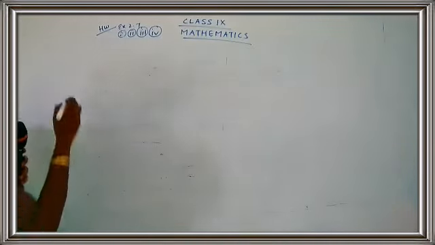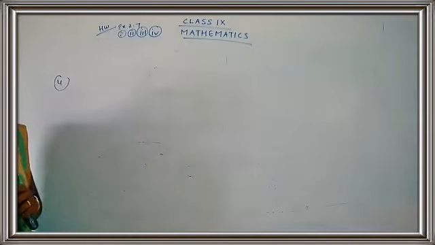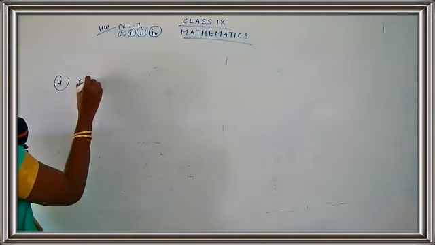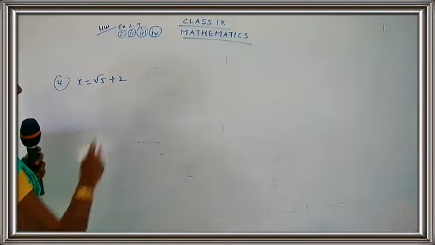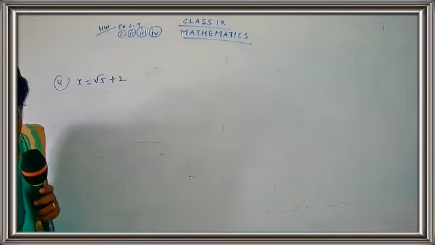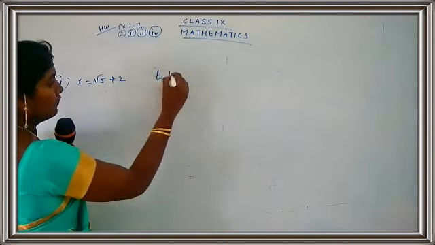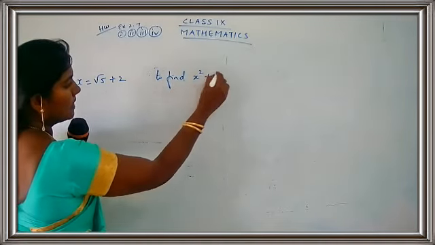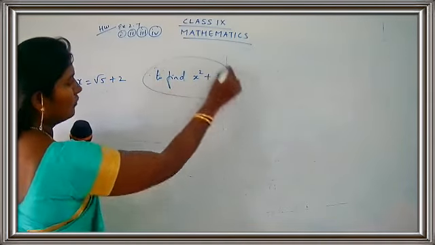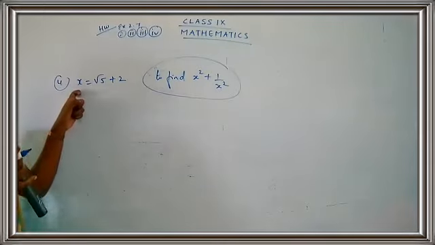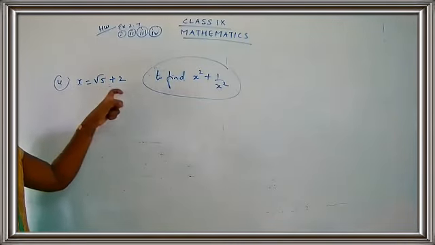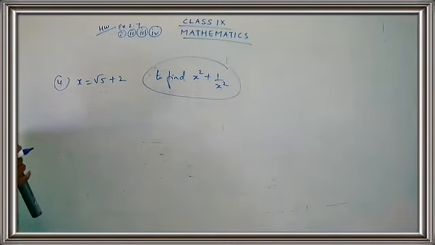Let us come to the next one. Question number 4. If x is equal to root 5 plus 2, so you know the value for x. That's root 5 plus 2. And you have to find x square plus 1 by x square. So this is what you have to find out. And I know the value for x is equal to root 5 plus 2. Okay, children, now let us simplify it further.